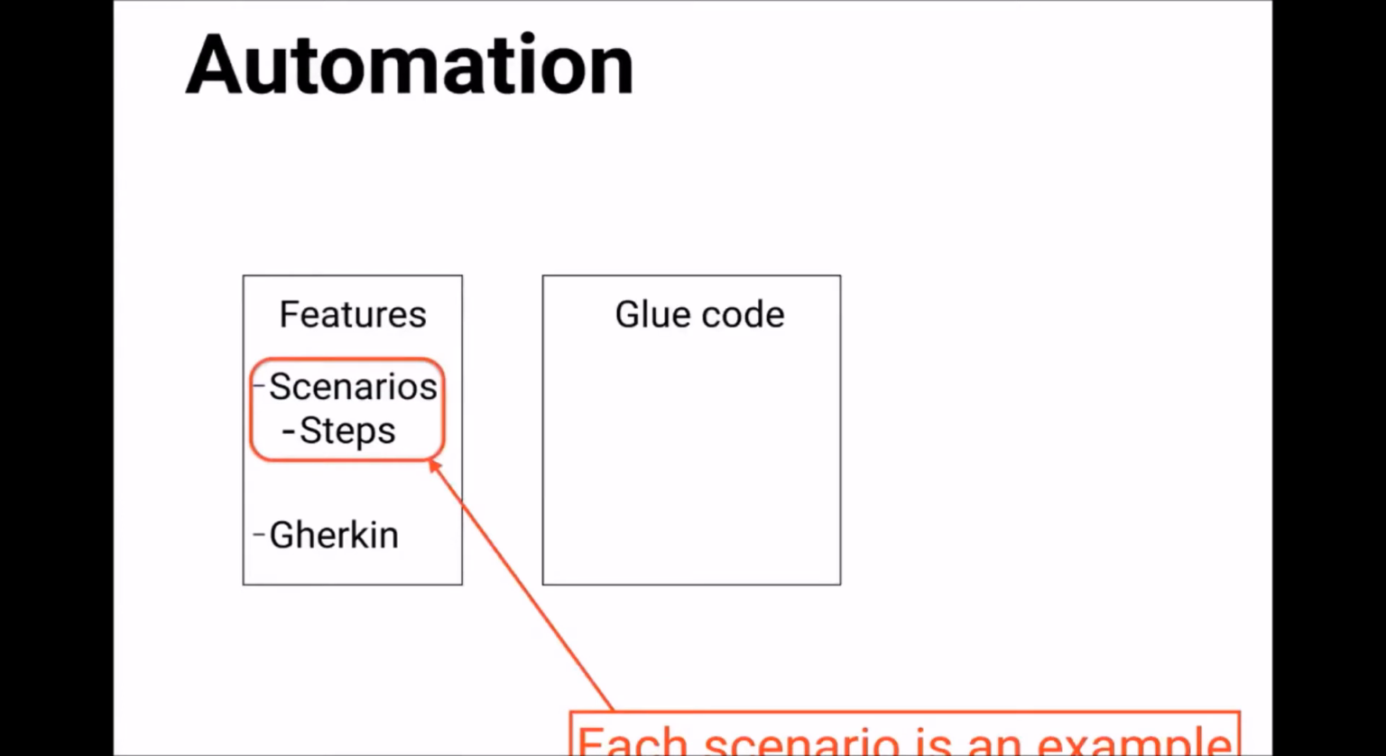On its own, that doesn't do anything. We need to somehow glue our specification to the application that we're trying to develop. This is where the automation code comes in. Cucumber typically calls this glue code because it glues our specification to our application. But it's just plain code.